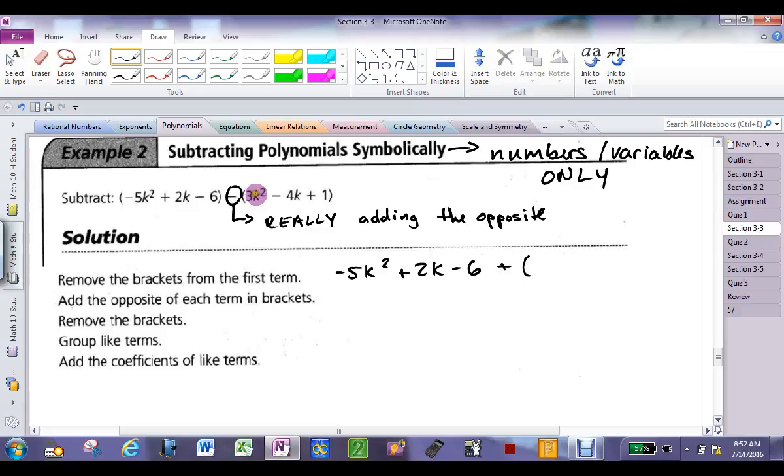What is the opposite of 3k? Negative 3k, and I'm going to write them in red to remind you that they're all opposites. What's the opposite of negative 4? Positive 4k. And what is the opposite of 1? Negative 1. Everyone understand that? Now, remove the brackets. Okay, I'm lazy, so I'm just going to remove them by erasing them. Everybody cool? Now, group like terms, which we already know how to do.